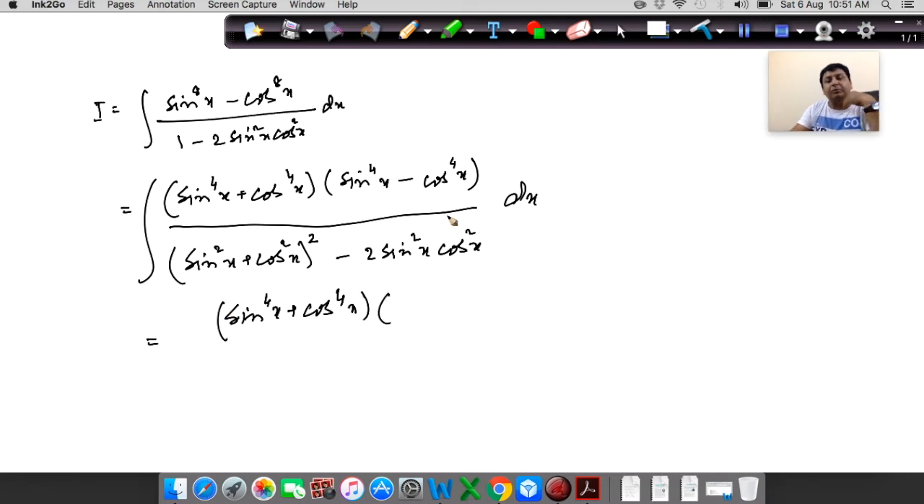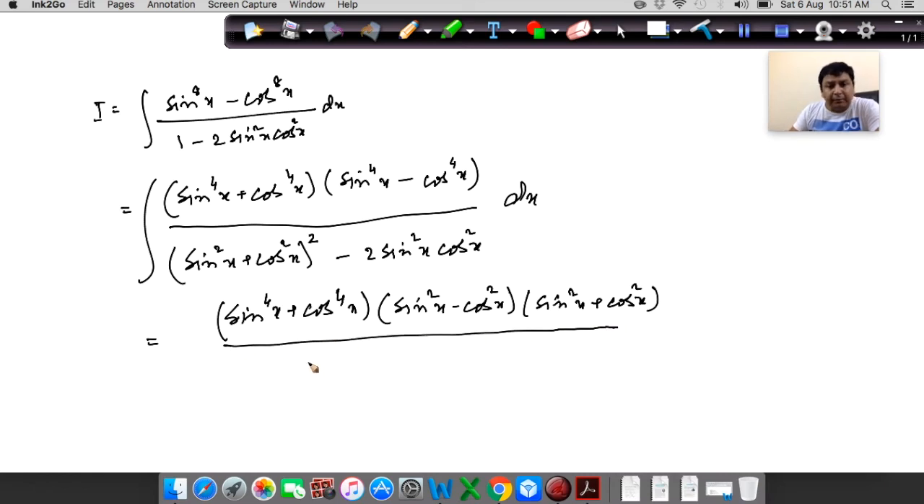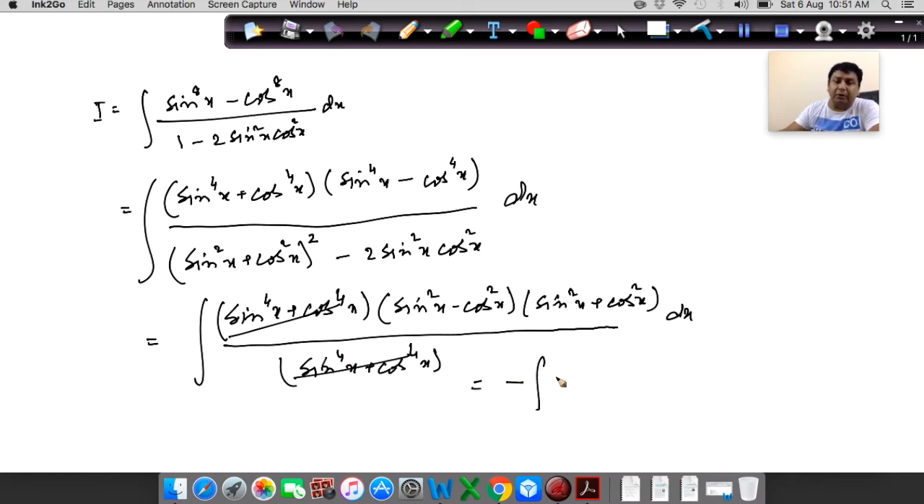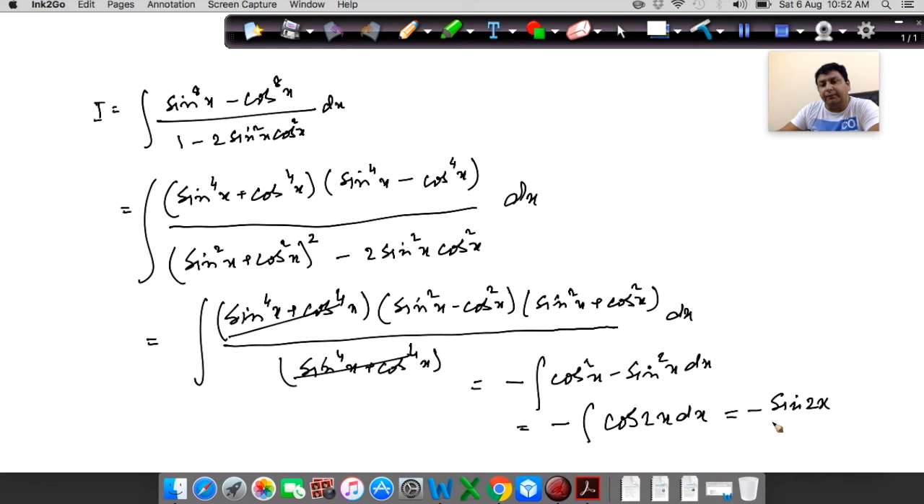Let's break this other one also. So I can write this as sine square x minus cos square x into sine square x plus cos square x, making it a plus b, a minus b again, and denominator changes to sine to the power 4x plus cos to the power 4x. Isn't it brilliant? Very nice sum. So this and this cancel. This is 1. So if I take a minus sign common, I'll get cos square x minus sine square x. So what is that? That's minus integration of cos 2x dx. That's sine 2x. So the answer is minus sine 2x upon 2. So just follow the steps, pause the video and do it on your own.